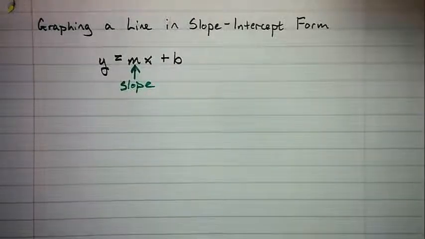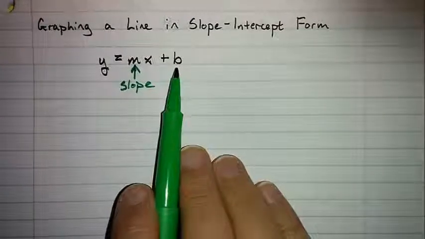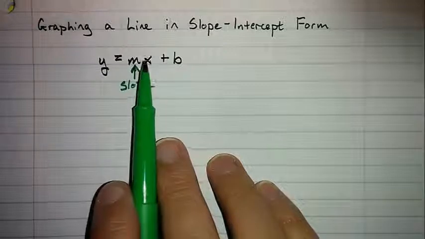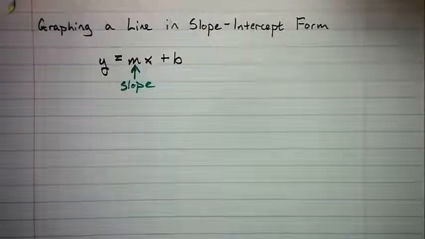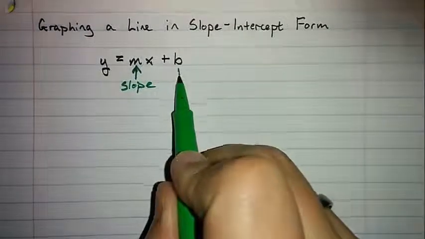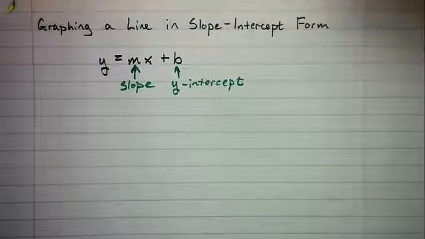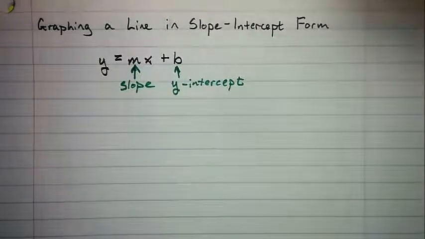What about b? B is the value that y will have when x is 0. B is what's called the y-intercept. That is where the graph crosses the y-axis. How do we graph a line when it's given to us in this form?